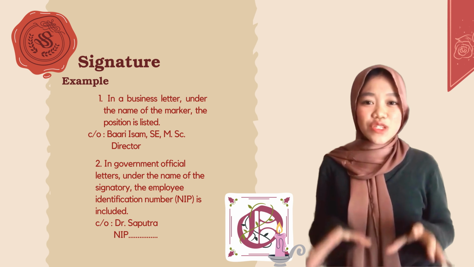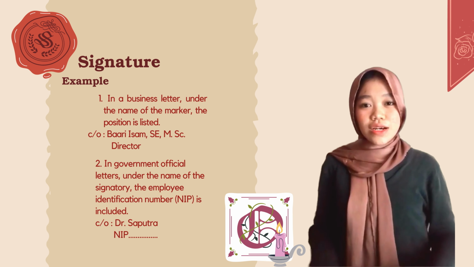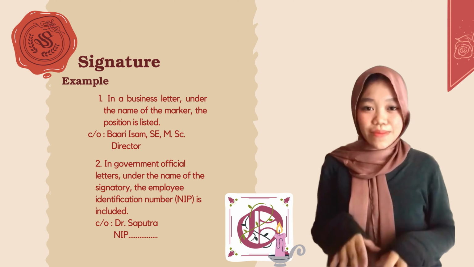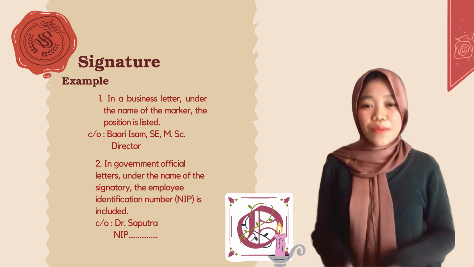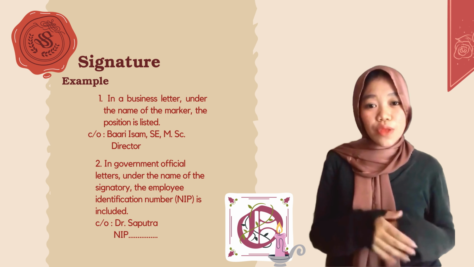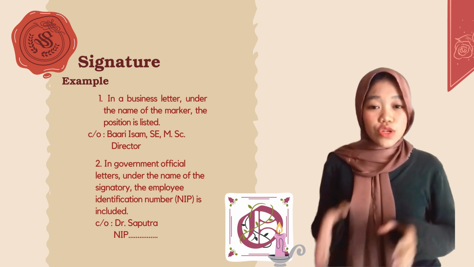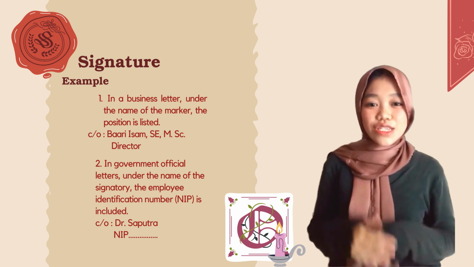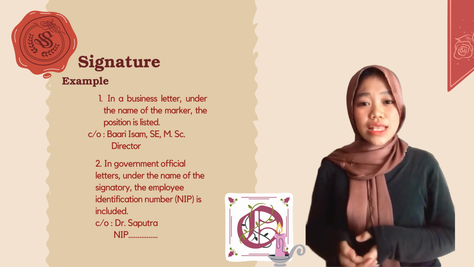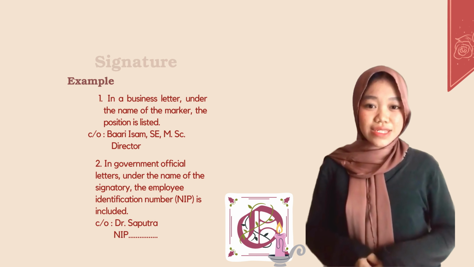Okay, next let's discuss an example of signature placement in letters. In business letters, the position is listed below the name, as seen in the example, Bari Isam, SA, and SC, with the position of director. Meanwhile, in official government letters, under the name of the signatory, the employee identification number or NIP is included. For example, Dr. Saputra, NIP blah blah blah. This shows the difference in the signing format between business letters and official government letters.